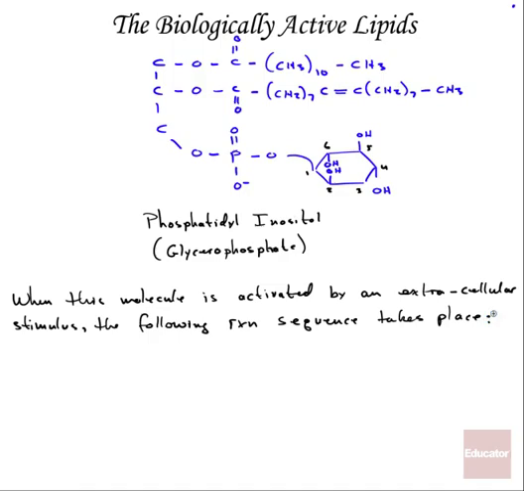Let me go ahead and start on this page. That's not a problem. Let me go back to blue. So I'm just going to write phosphatidyl inositol. Okay, so this is that. This is in the membrane. This is a glycerophosphate.